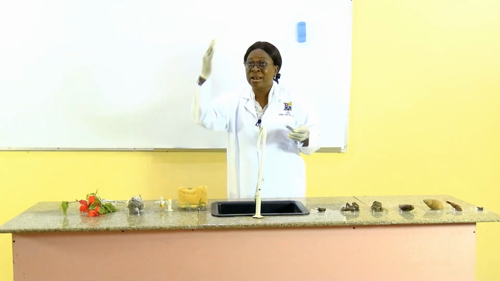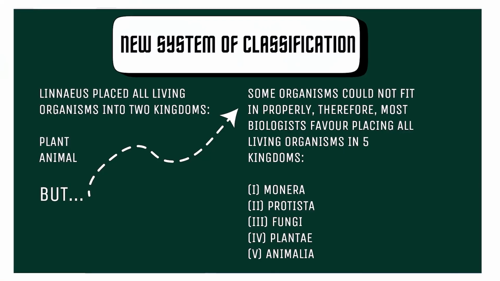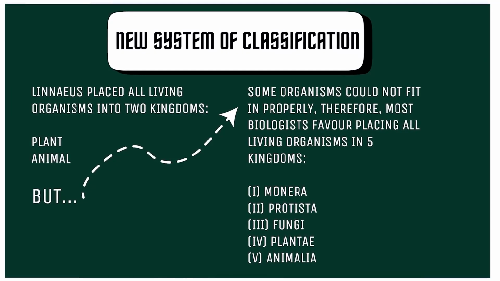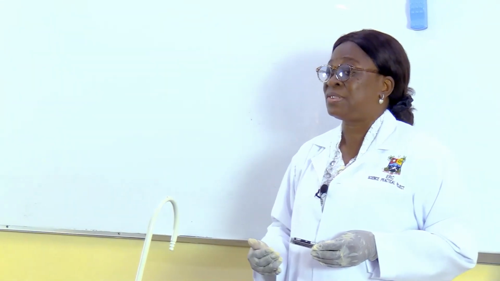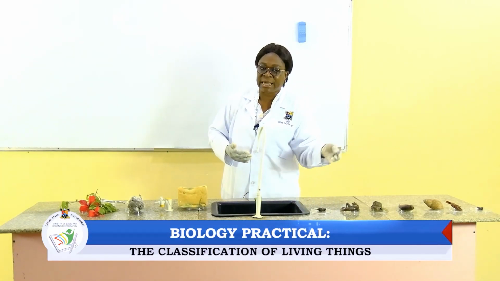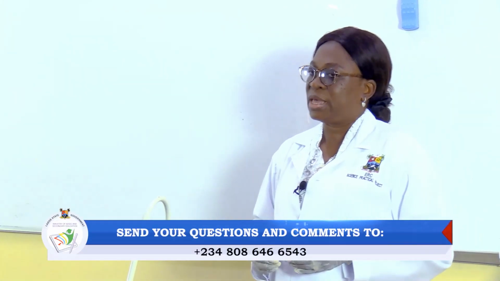Linnaeus actually classified living organisms into two major groups. That is, the animals and the plants. Animalia and Plantae. But scientists later found out that there are organisms that could not fit perfectly into either Animalia or Plantae. And this brought about additional kingdoms. So we now have 5 kingdoms instead of 2 kingdoms. Instead of plants and animals, we have 5 major kingdoms.